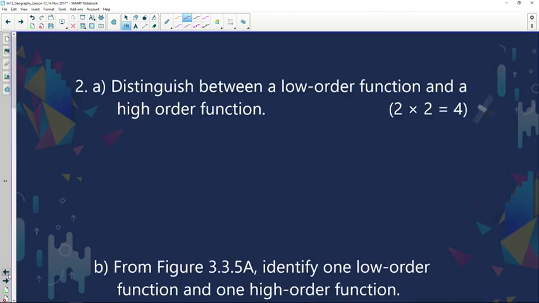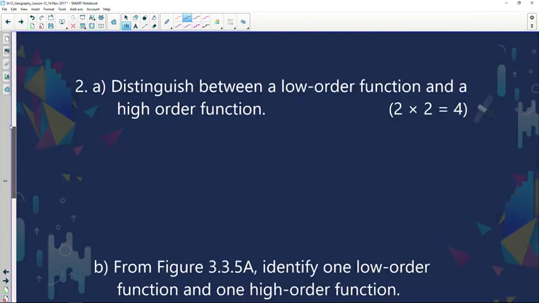Now, distinguish between low order functions and high order functions. I've done it when we started, but let me quickly answer the question once again. Low order functions are functions that you are not willing to travel very far for. For instance, a hairdresser, or going to buy bread and milk. But for a high order function, you are willing to travel far. For instance, to go and see a specialized doctor, or even to go and buy expensive goods such as a Ferrari.